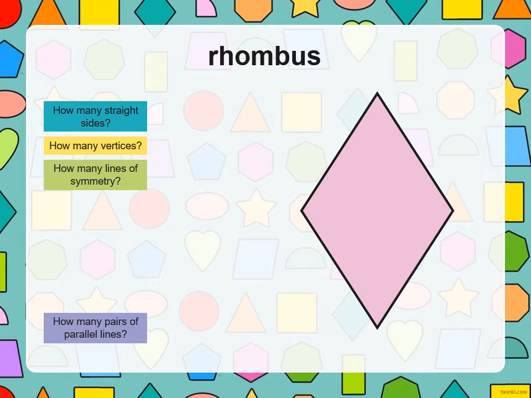Let's look at a rhombus. How many straight sides? 4 straight sides, 4 equal lengths. How many vertices? 4 vertices. Lines of symmetry? 2 lines of symmetry. And how many pairs of parallel lines? 2.